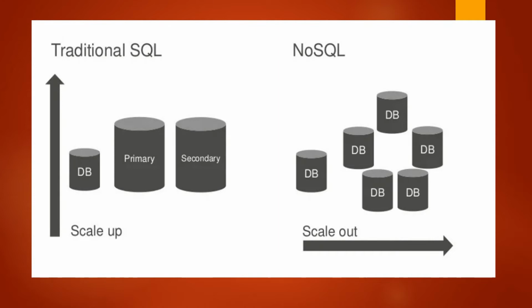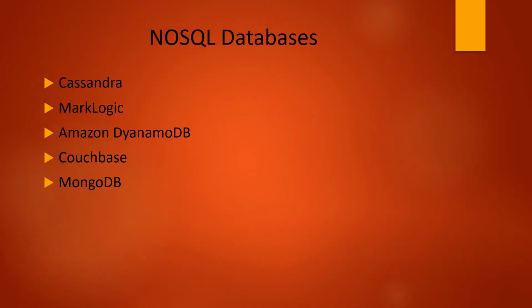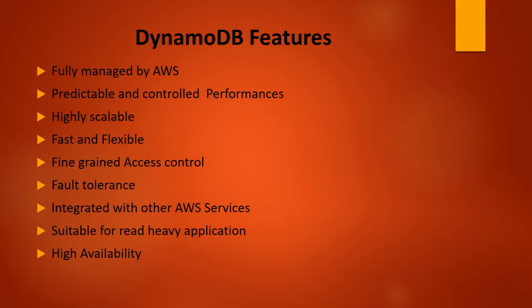So let us try to understand further. What are the examples of NoSQL databases? We have Cassandra, MarkLogic, Amazon DynamoDB, Couchbase and MongoDB. So what are the features of DynamoDB? The first one is that it is fully managed by AWS. You do not have to worry about creating the database, taking backups, or recovering in case of any failures. The second one is predictable and controlled performance.